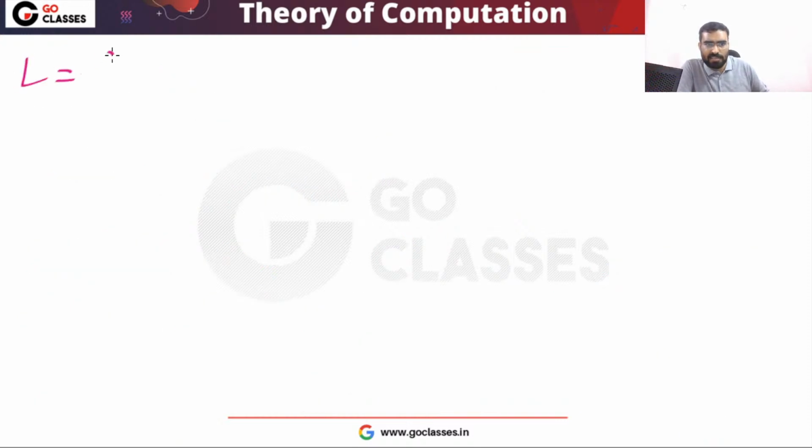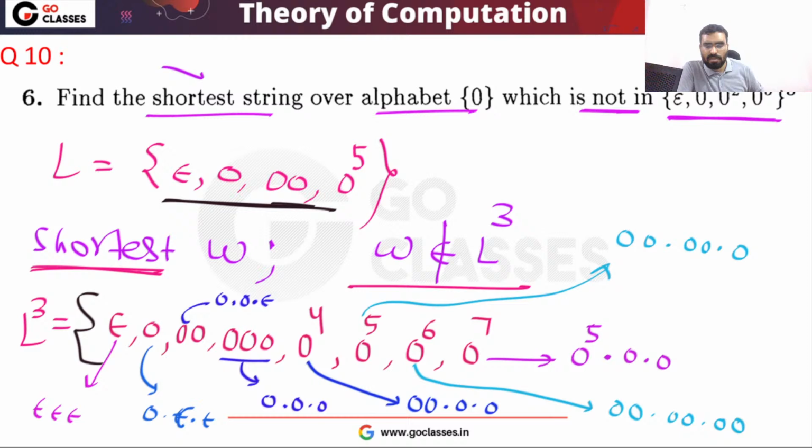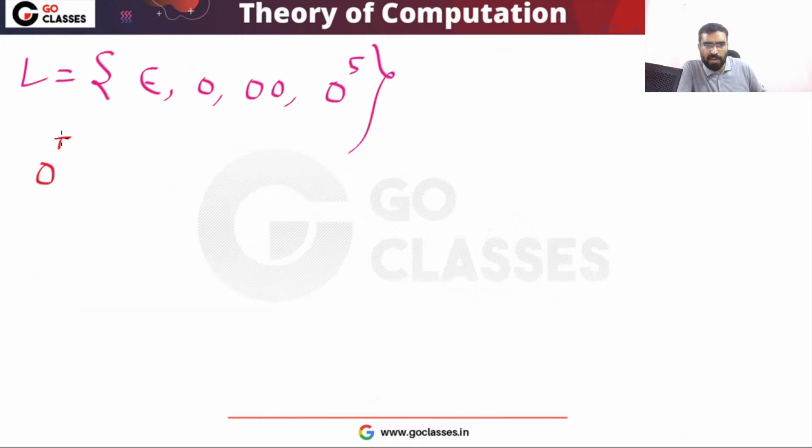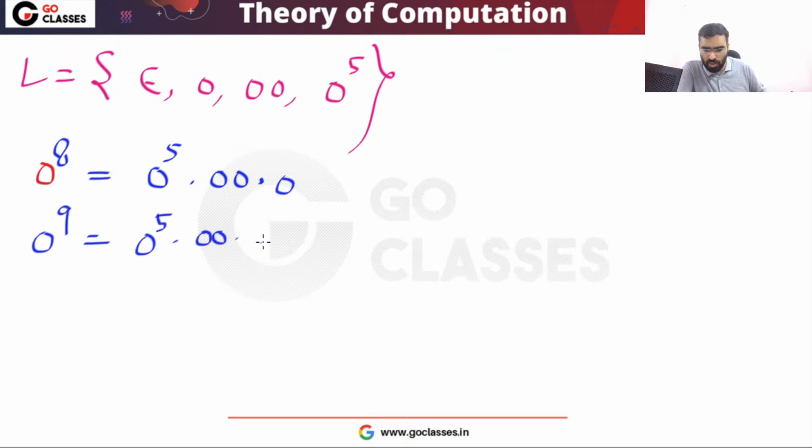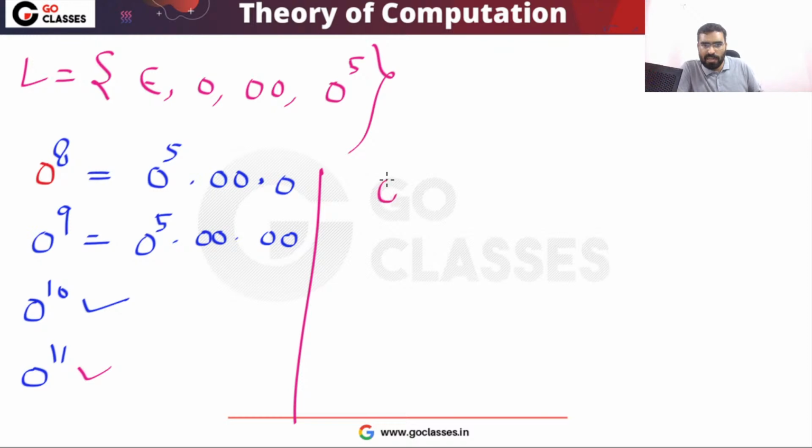So our language is the empty string, 0, 00, 000, and 0 power 5. Can you create 0 power 8? Yes, that will be 0 power 5 dot 0 dot 0. 0 power 9, yes, I can create 0 power 5 dot 0 0. What about 0 power 10? You can create that. 0 power 11 also you can create.